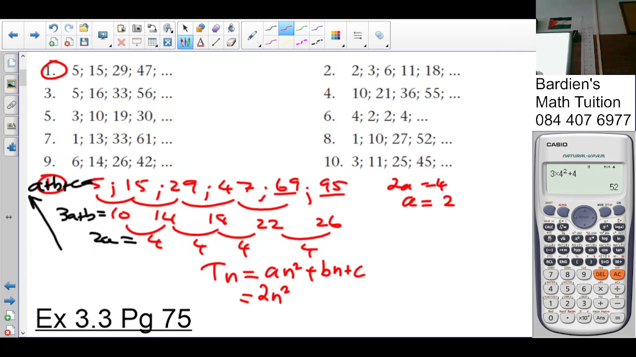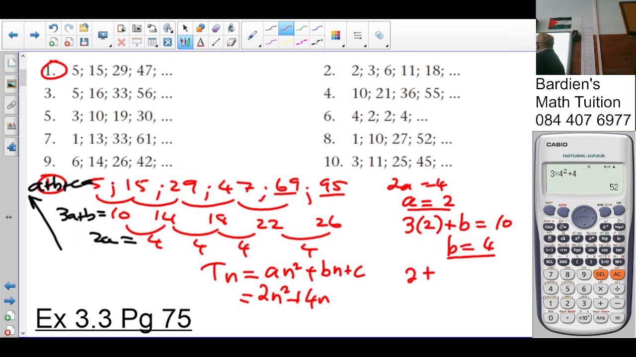So it's 2n squared. And I got 3a, which is 2, plus b is equal to 10. So b is equal to 10 minus 6, which is 4. That's plus 4n. Then what? 2 plus 4 plus c is equal to 5. So c is equal to negative 1. So Tn is equal to 2n squared plus 4n minus 1.